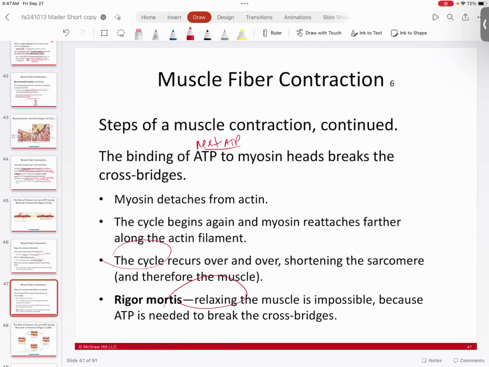So that's going to break those cross bridges. And then you get the detachment from actin. And then the cycle begins again. And it recurs over and over and over again as long as you have ATP.